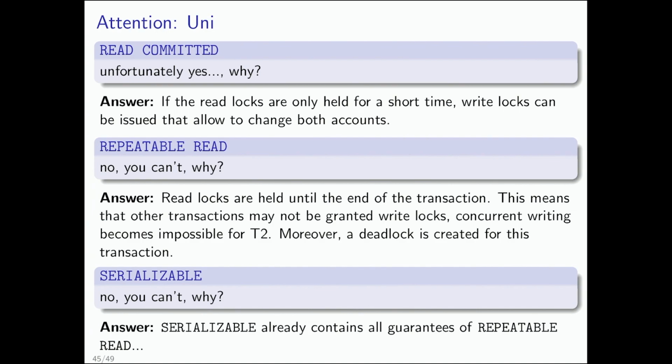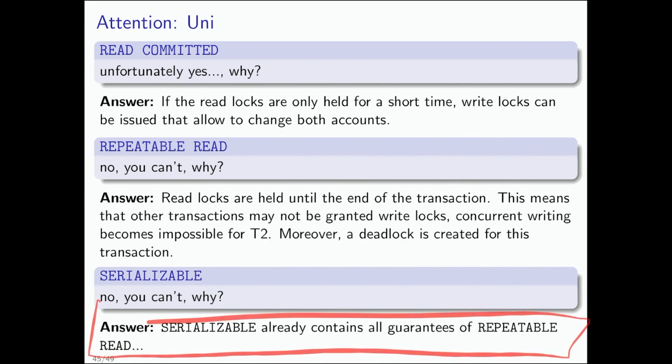If you go for repeatable read, it wouldn't happen because the read locks, as in the example we had before, are held till the end, till commit. So other transactions won't get the write locks. Concurrent writing becomes impossible for transaction 2. However, we have a deadlock. The deadlock would be created there. And then, as in the other example, serializable should fix that problem. If you set the isolation level to serializable, we have predicate locks and everything is fine. That's what we learned in this lecture.